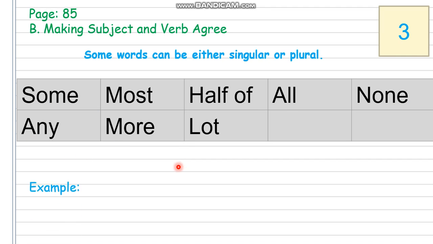For example, some of the meat is burnt. So here we look at the word that is after some. So here what do we have? The meat. Meat is singular or plural? It's singular. So that's why we use is instead of are.